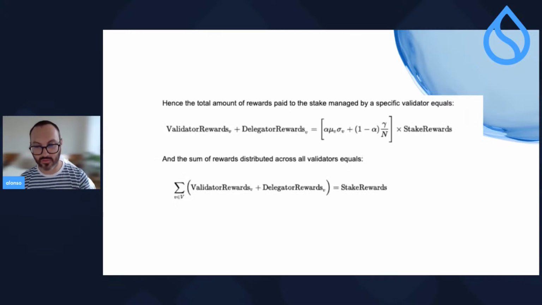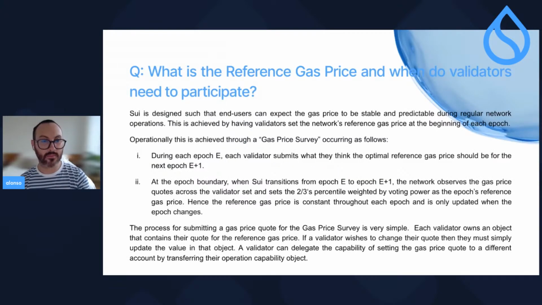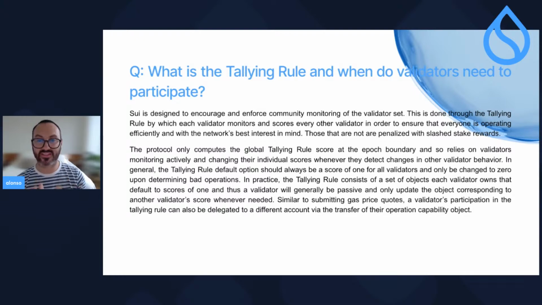So again, I'm not going to cover this because it's a little bit too in the weeds, I think, for today's presentation. But this is actually pretty important if you want to understand how stake rewards are distributed across the network. And again, this is all available in the Sui documentation website. Finally, this part on validators includes some information on how to set the reference gas price, which I already described, and more interesting, what is the tallying rule?